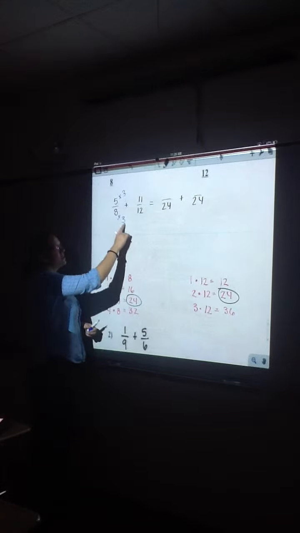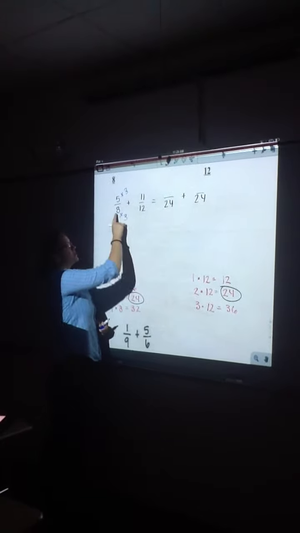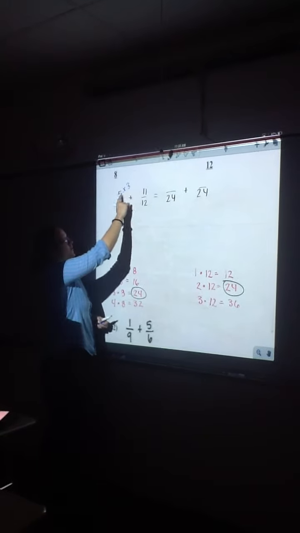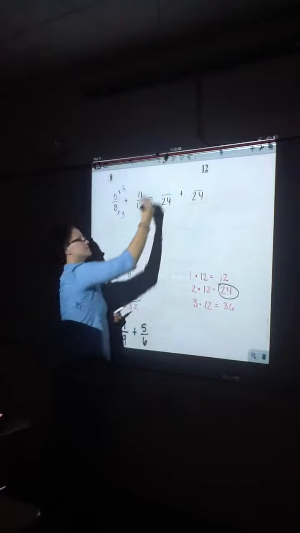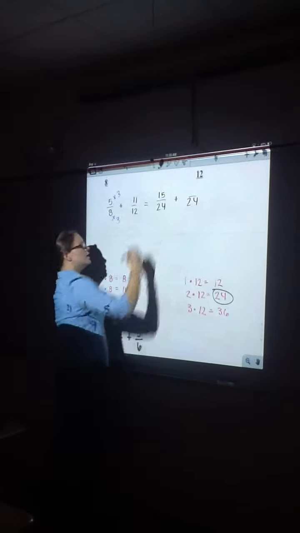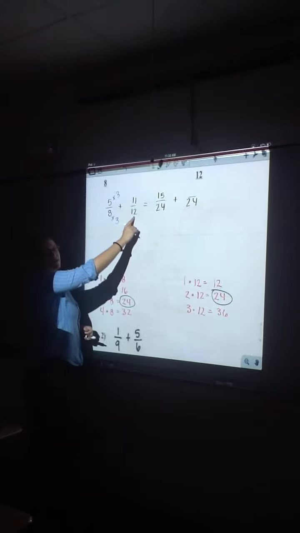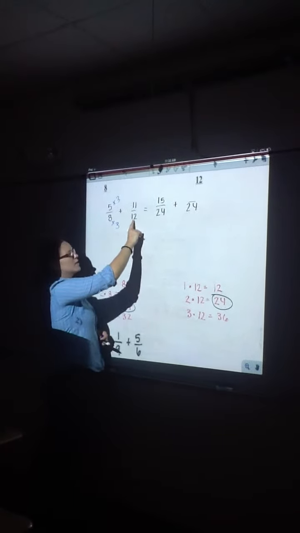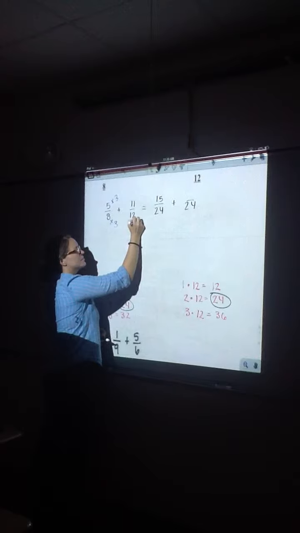So 8 times 3 is 24. Since we multiply the bottom by 3, we also want to multiply the top by 3. 5 times 3 is 15. And we do the same thing to our second fraction. Okay, so 12. How do we make 12 into 24? We multiply it by 2.